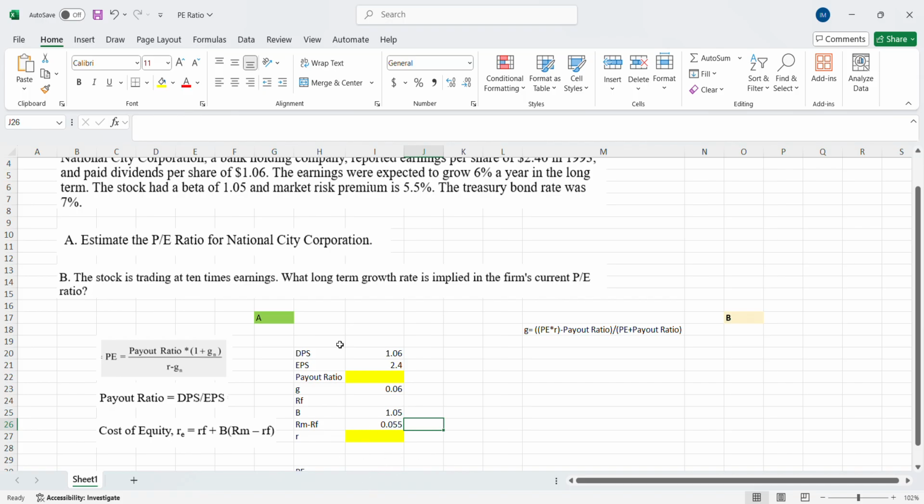So what we have left, the treasury bond rate was 7%. Okay, so the risk-free rate is 7%. We just plug 0.07. Estimate the price earning ratio.